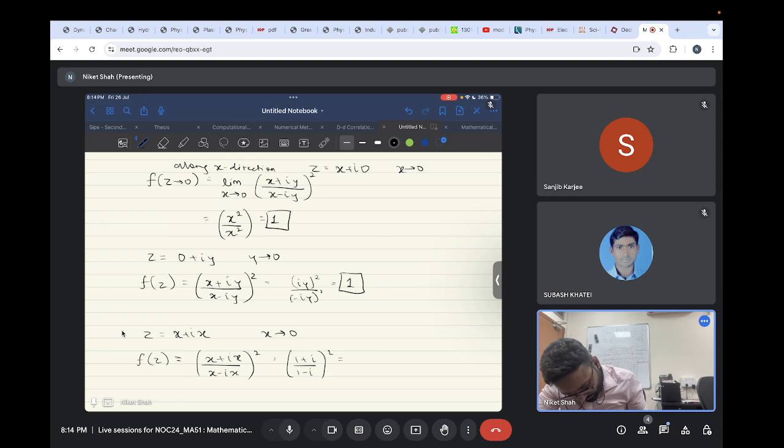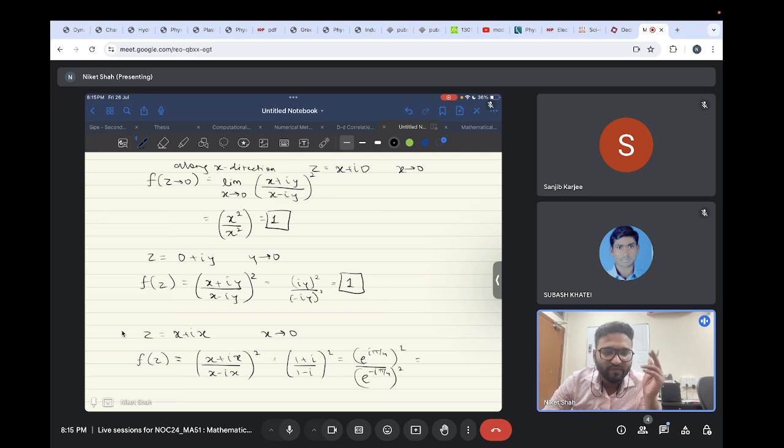What does this give me? This is simply e raised to the power i pi by 4 divided by square root 2, right? 1 plus i is... This is okay. Is this okay? I am writing 1 plus i as e power i pi by 4 into root 2. Root 2 into e power i pi by 4 is 1 plus i.